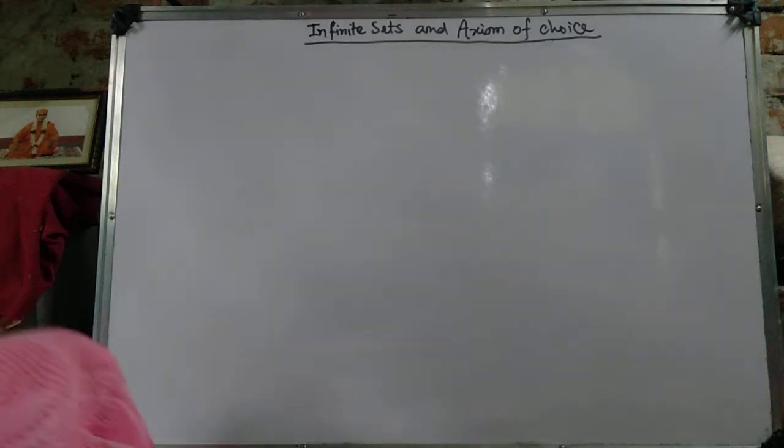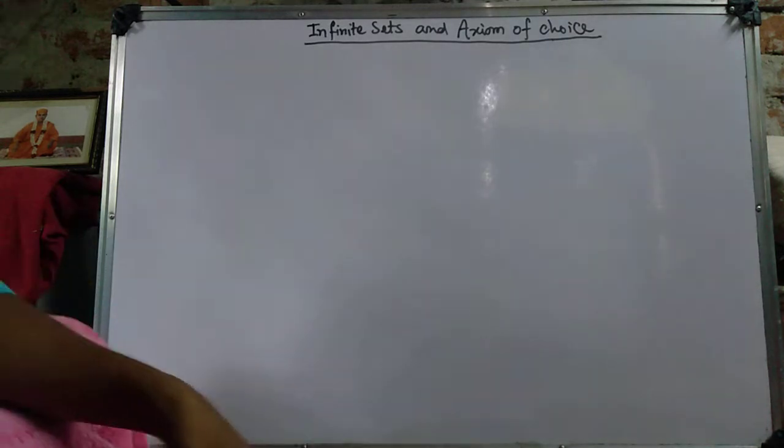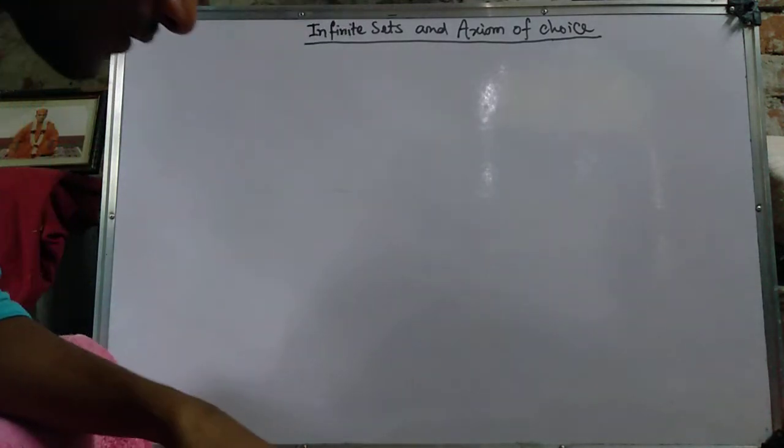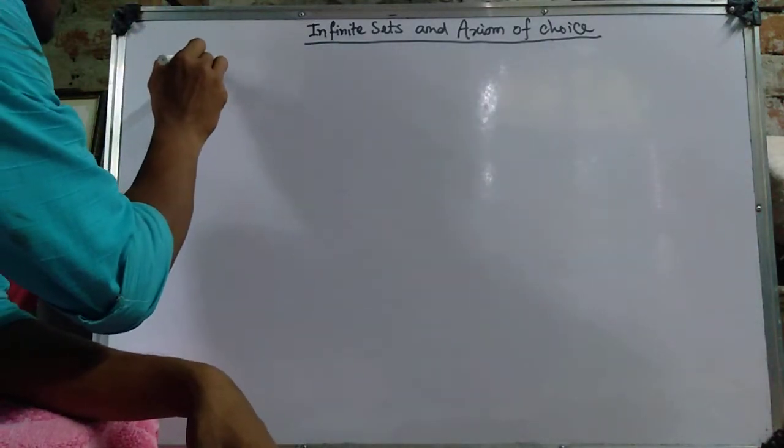Now start on the problem. First we discuss infinite sets and the axiom of choice. First we start from a theorem.